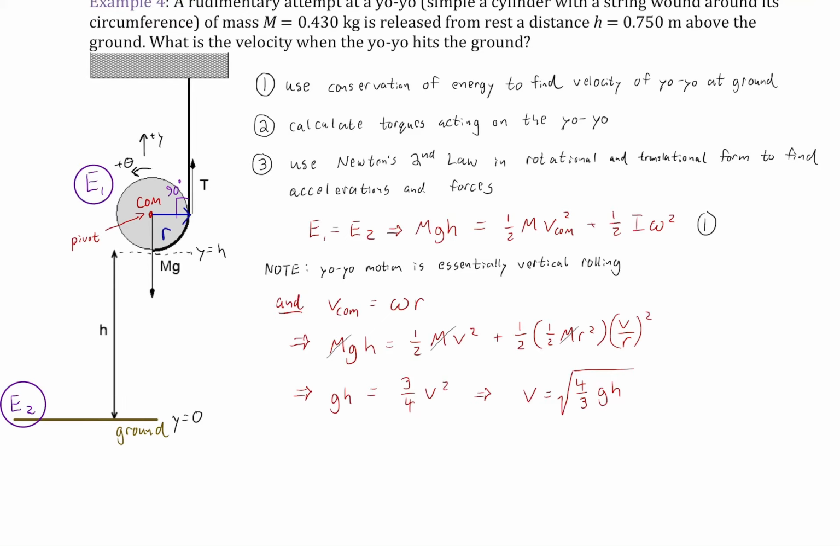Of course it's smaller because it can't be translating as quickly because it had to use up some of that potential energy to rotate, which means its translation will always be less than if it was just purely translating without rolling. All right, and if we plug in the numbers, it ends up being 3.13 meters per second. All right, so that is the velocity of the center of mass relative to the ground at the moment that the yo-yo hits the ground.